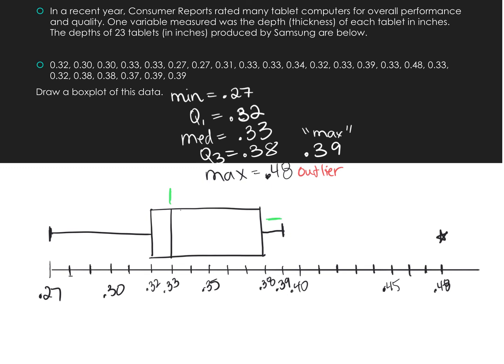Right, we can't just look at these lines because they represent the lowest 25% and the highest 25%. So we want to really look from the median to the max and from the median to the min. And so here our data would be skewed right.